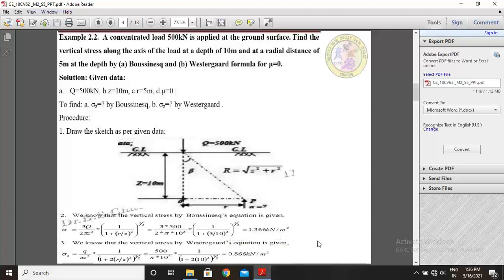Answer is 1.366 kilonewton per meter square. Unit is also important, so all of you remember unit and write correct.